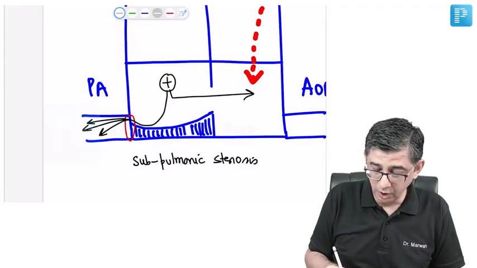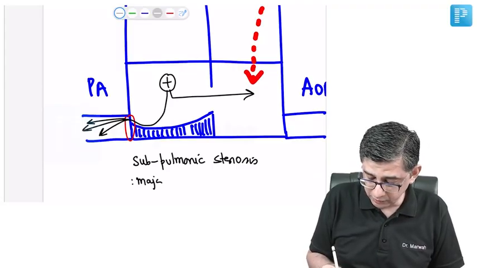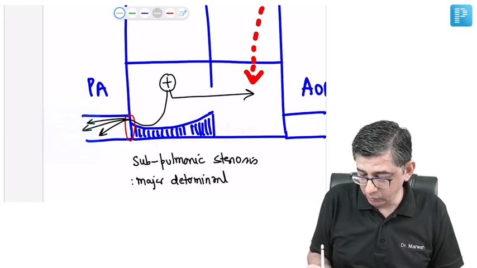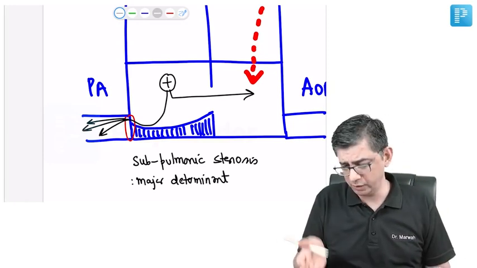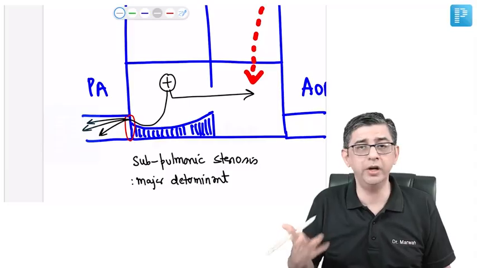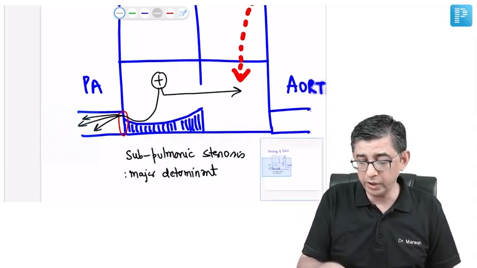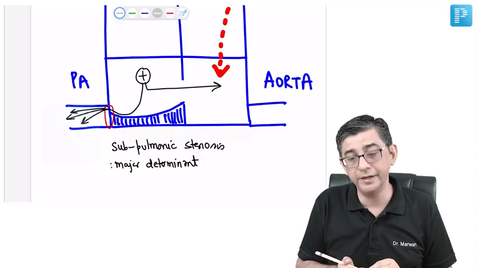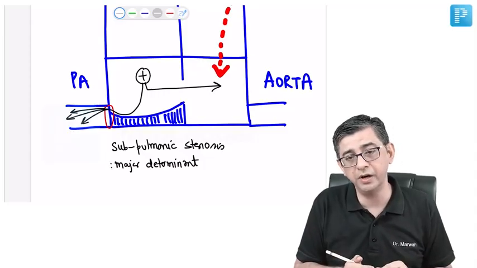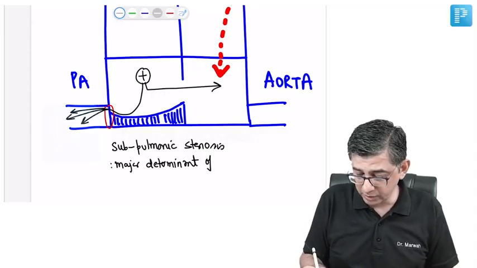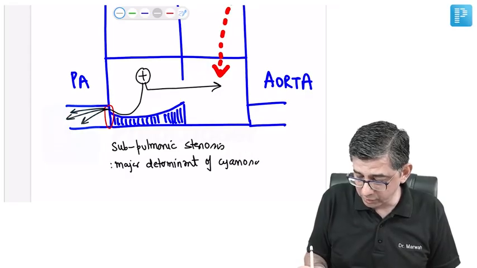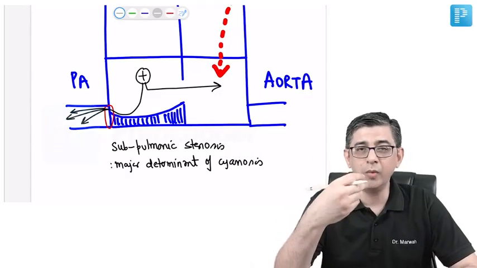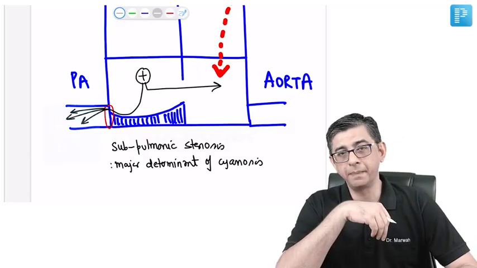The MCQ was, what is the major determinant of cyanosis in tetralogy of Fallot? So a lot of people answered overriding aorta, some people answered ventricular septal defect, which obviously is a contributor. Overriding aorta is a contributor. I mean, overriding aorta means that it is receiving blood from both the left ventricle as well as the right ventricle. It's a mixture of the blood from the left as well as the right ventricle. But if you look at the major determinant of cyanosis, it is subpulmonic stenosis, because it is the limiting factor which will restrict the amount of blood going into the lungs.